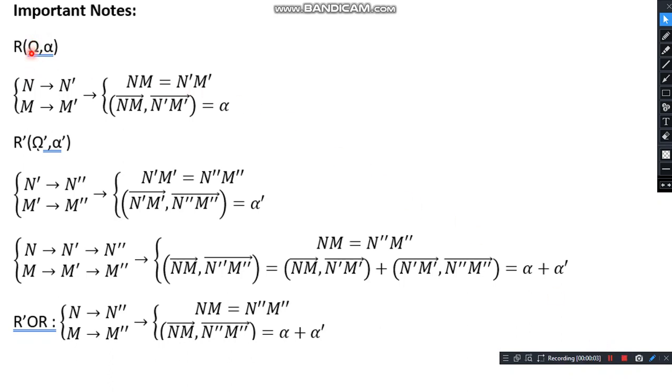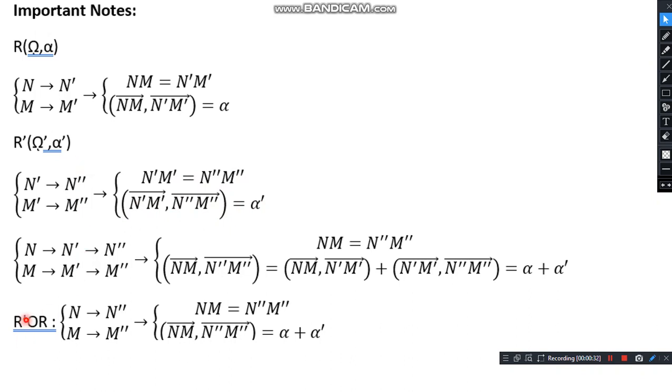Suppose you have a rotation of center omega and angle alpha that takes N to N prime and M to M prime. We proved in video number 1 that NM equals N prime M prime and the angle in between is alpha. Suppose you have another rotation R prime, center omega prime, angle alpha prime, that will take, here we're going to continue, this is composite, N prime to N double prime and M prime to M double prime. In the same way, N prime M prime equals N double prime M double prime, and the angle is alpha prime.